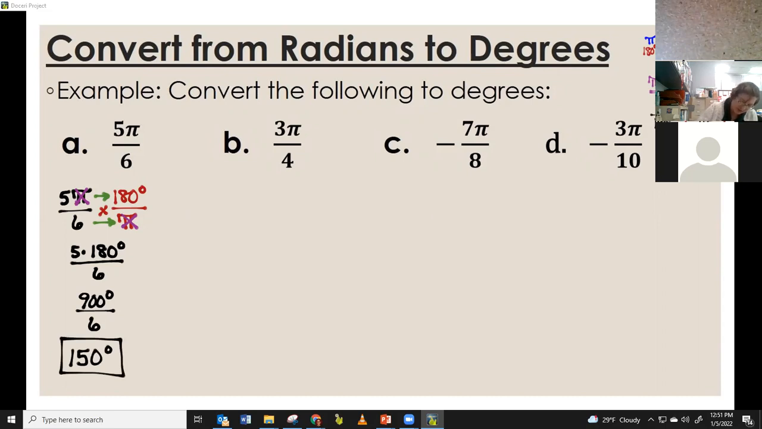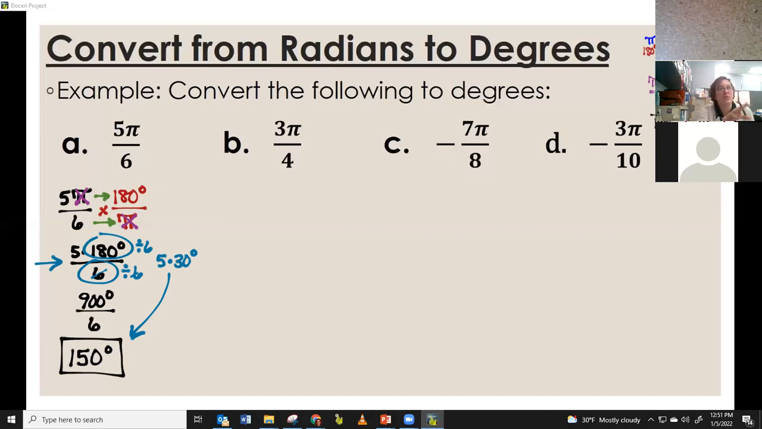I do want to point out that back here in this step, you could have looked at the 180 and 6 and said, oh, I can reduce that there. I see that those can both be reduced by 6. And so then you could have canceled that out there and you would have had 5 times 30 degrees, and you could have used that to jump straight down here. So you can reduce and then multiply, you can multiply and then divide. You just want to get to that final degree answer.